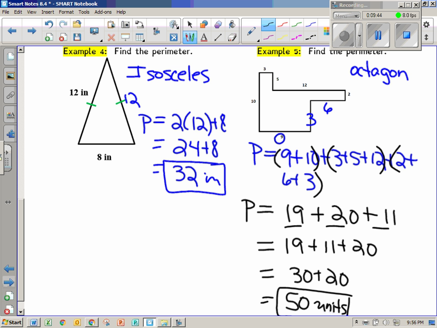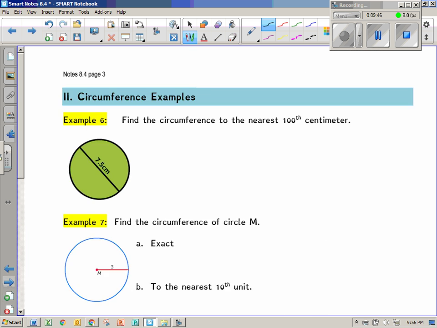Let's see if we have any more perimeter problems. That's it for perimeter. So I'm going to stop this video right now and just kind of break it up into some parts. So that's perimeter, and you might want to go ahead and just work on the perimeter portion of your homework.